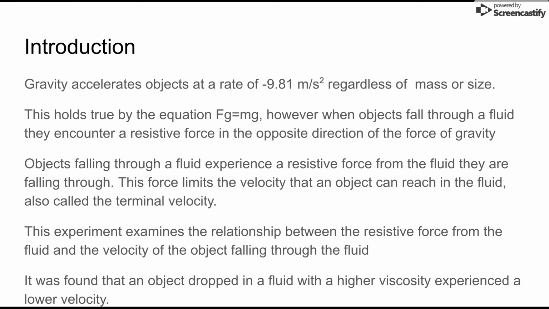Gravity accelerates objects at a rate of negative 9.81 meters per second squared regardless of mass or size. This holds true by the equation Fg equals mg. However, when objects fall through a fluid, they encounter a resistive force in the opposite direction of the force of gravity. This force limits the velocity that an object can reach in the fluid, also called the terminal velocity.